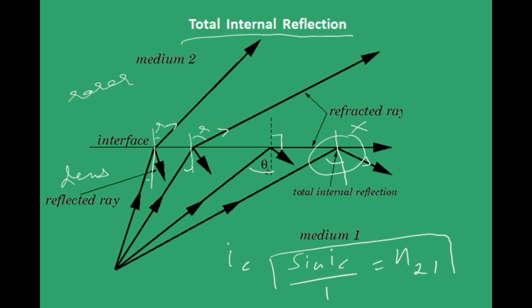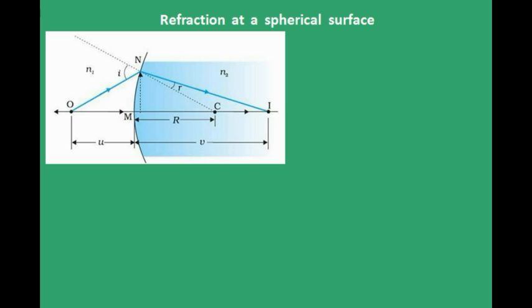The shine of a diamond is because of total internal reflection. Once a light ray enters a diamond, it undergoes total internal reflection many times, and that's why it is known for its shine. And for technological application, the best example can be optical fiber, which works on the same principle. However, let's move forward. Refraction at a spherical surface.